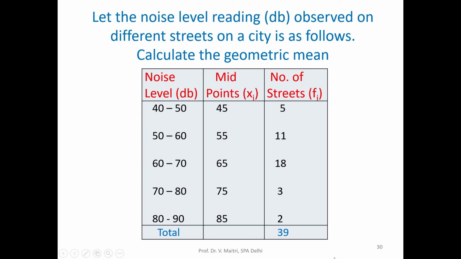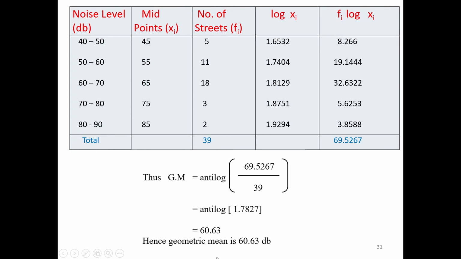First of all we have to calculate midpoints. I have calculated the midpoints here in the problem itself. Then we have to find log xi. Log of 45 is 1.6532. Log of 55 is 1.7404. Log of 65 is 1.8129. Log of 75 is 1.8751. And log of 85 is 1.9294.